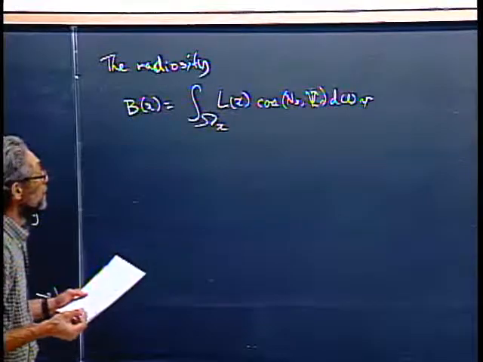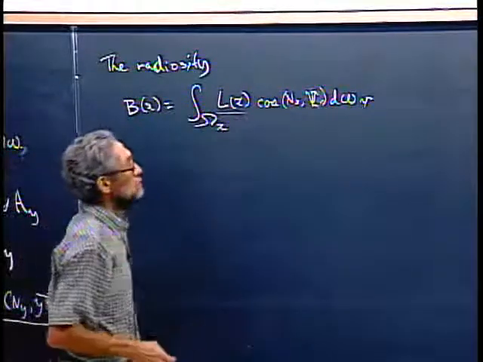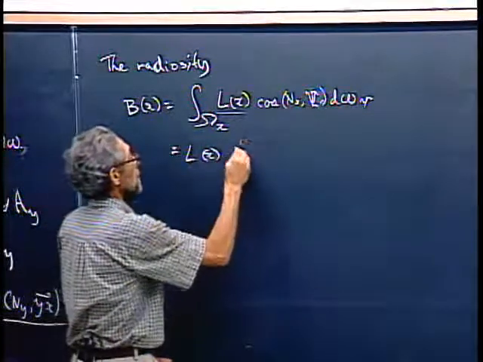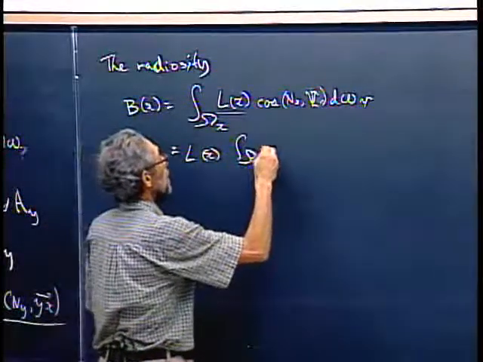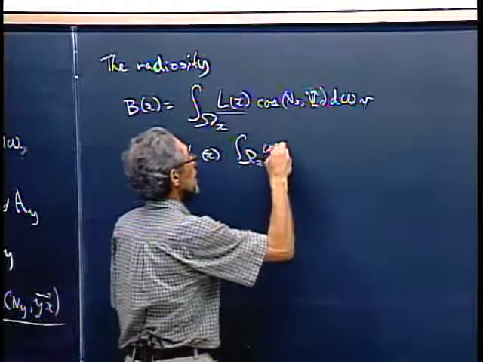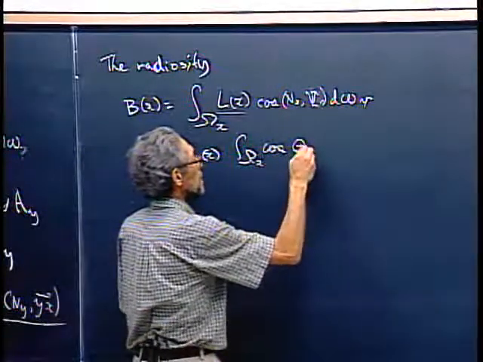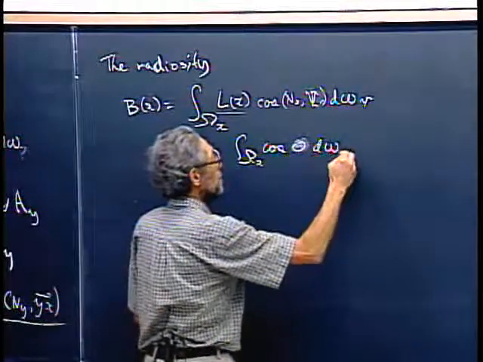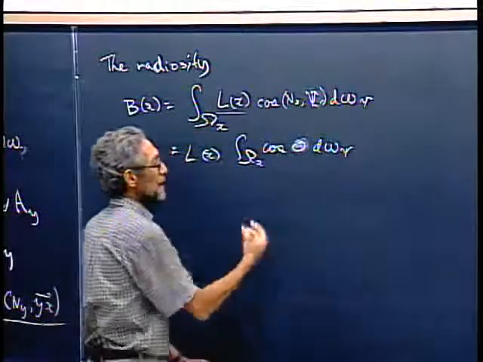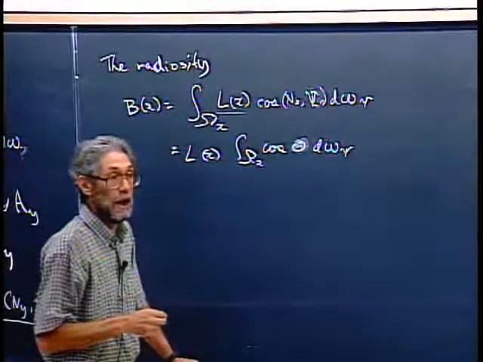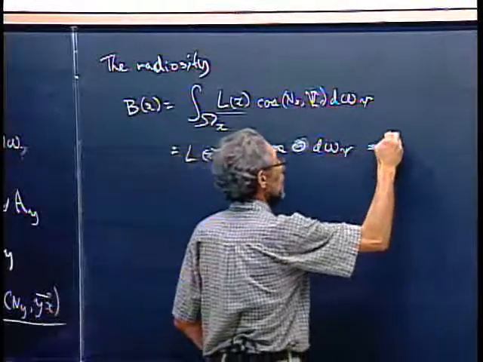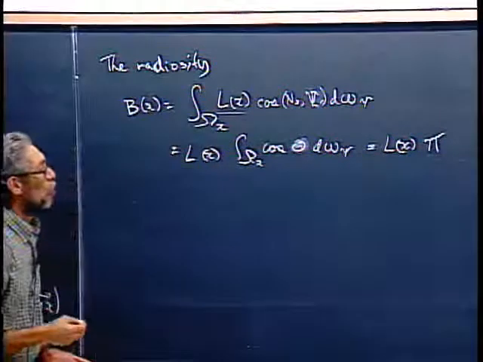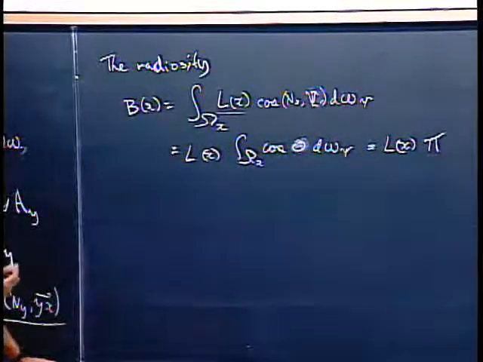And this, again, doesn't depend on the direction, so we can take it outside the integral. And the integral is just the integral of cosine theta, d omega. We integrated the cosine over the hemisphere and got pi, right? So this is just L_x times pi. So the radiosity is always pi times the radiance.